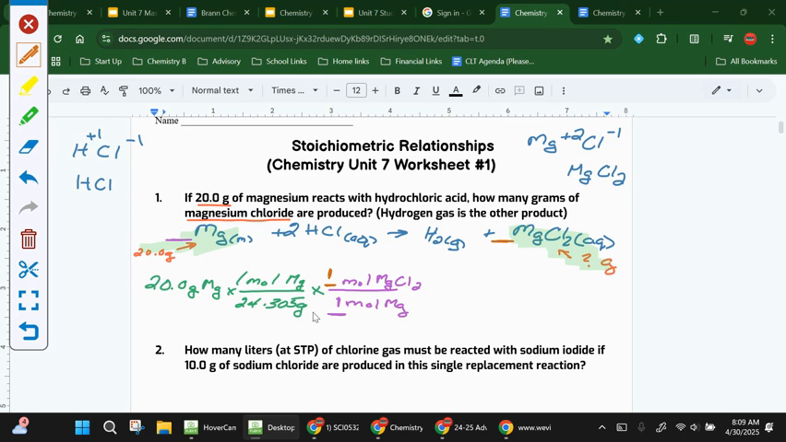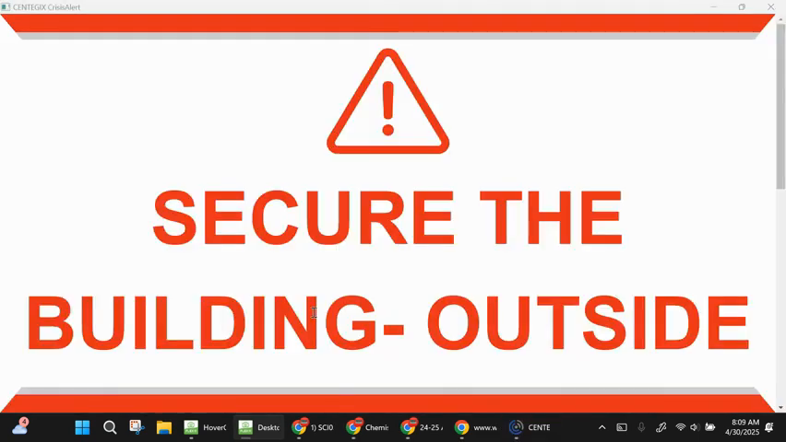Okay. So just so you know where we are at. Step 1, take what you're given and get it into moles. That is this part right here. Wow. That better not keep going off.